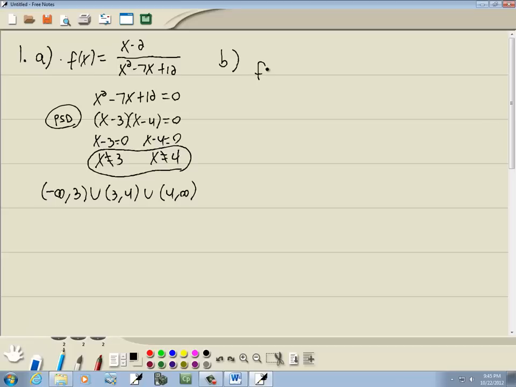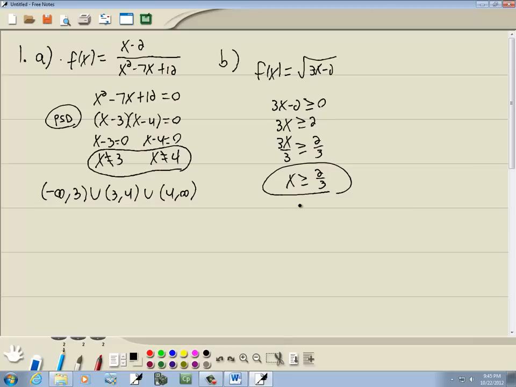Our second one, we've got f of x is equal to the square root of 3x minus 2. Now if you have a radical with an even index and you're asked to find a domain, then you set what's underneath the radical greater than or equal to 0. It just can't be negative, and solve it. So we'll take negative 2 over, it becomes a positive 2, divide both sides by 3, and we get x is greater than or equal to 2/3. If you want to write it in interval notation, that would be bracket 2/3 to positive infinity, like that.